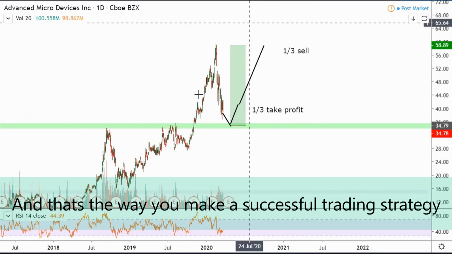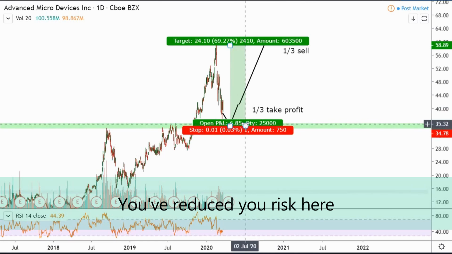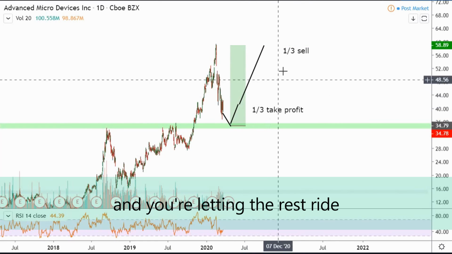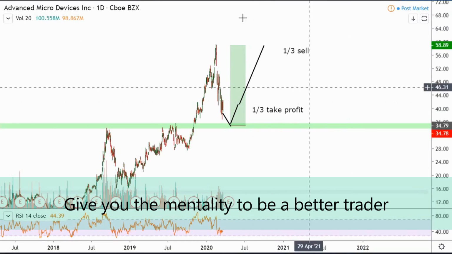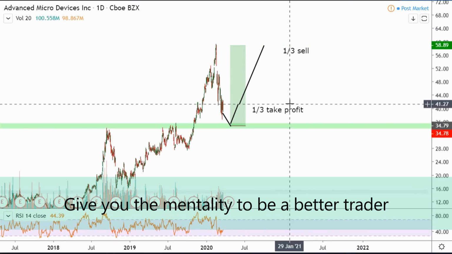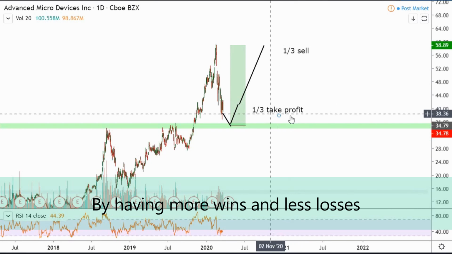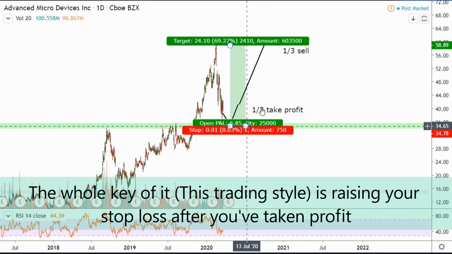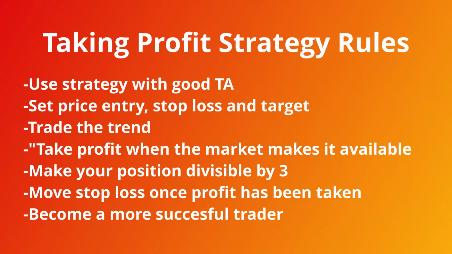And that is the way you make a successful trading strategy. You've reduced your risk here, you've taken your profit, you've closed part of your position, and you're letting the rest ride. This is a strategy that's going to make you a far more successful trader, give you the mentality to be a better trader by having more wins and less losses. The whole key of it is raising your stop loss after you've taken profit. This take profit can be anywhere.